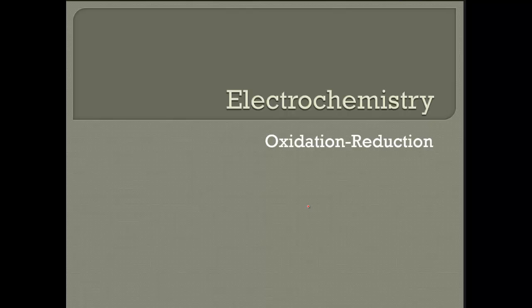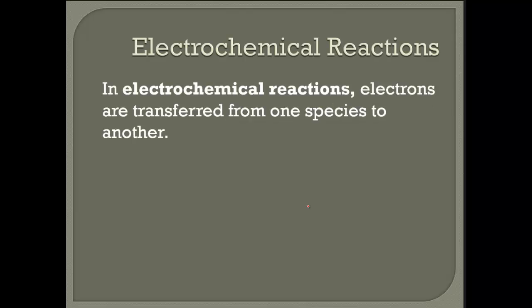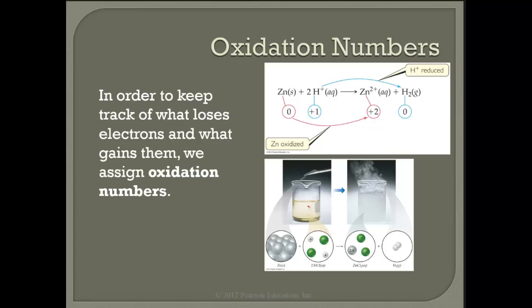In this tutorial, we will discuss a review of oxidation and reduction. In electrochemical reactions, electrons are transferred from one species to another. In order to keep track of what loses electrons and what gains them, we assign oxidation numbers.